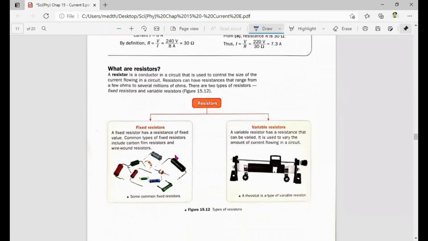Now for resistors, there are two kinds. One is called a fixed resistor, one is called a variable one. Fixed resistors have a fixed value. So the resistance is fixed. Whereas the variable resistor has a resistance that can be varied. So variable value, the value can change. Another name for variable resistor is also rheostat. So just take note of these two terms, variable resistor and rheostat. They are the same thing.